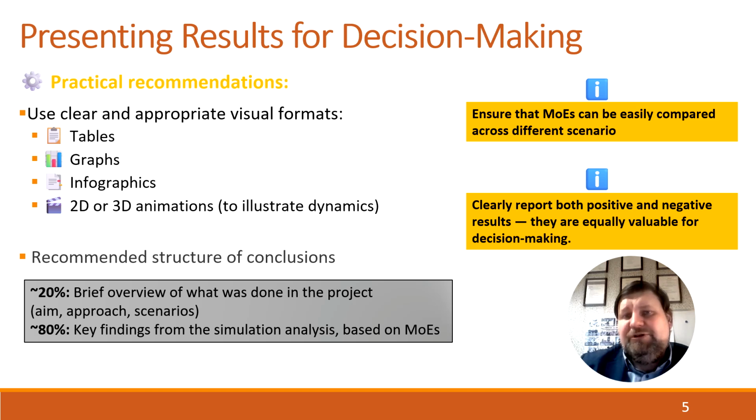In your conclusions, spend about 20% summarizing what was done, the aim, approach, and scenarios, and about 80% of your conclusions should be dedicated to insights and recommendations.